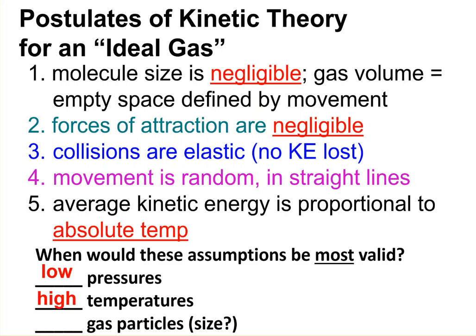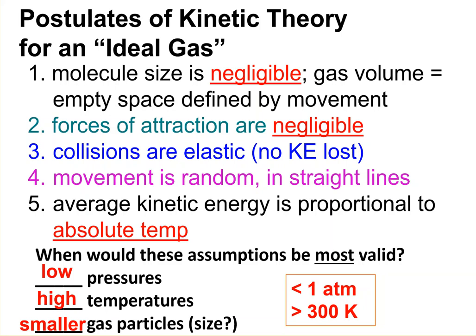And what size of particles? On this one, if you look at our first assumption, we want the size to be negligible. So we want smaller gas particles. So what we're saying is at low pressures, high temperatures, and smaller particles, a gas is easier to predict, and we'll see the ideal gas equation on the next slide.